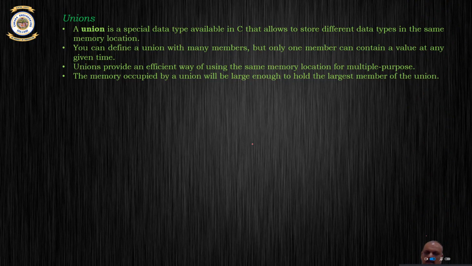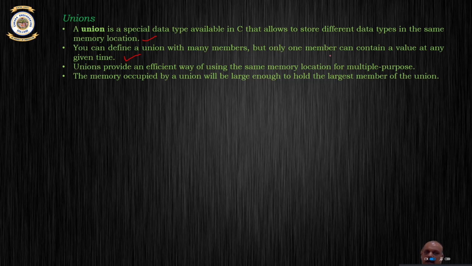Now what are unions? You can think of unions as a special case of data types, or a special case of structures available in C, that allows the user to store different data types in the same memory location. Structures store them in different memory locations, whereas a union stores all this data in the same memory location.